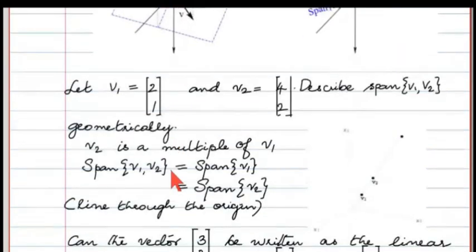Another question. V1 equal to (2, 1) and V2 equal to (4, 2). Describe span of V1, V2. Geometrically, V2 is a multiple of V1. So span of V1, V2 equals span of V1, which is equal to span of V2. Usually this will be passing through the origin.